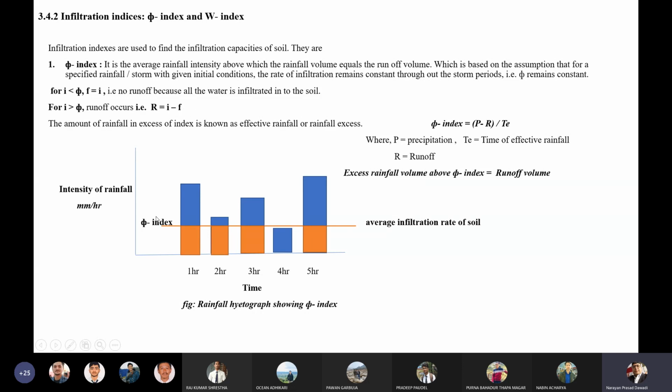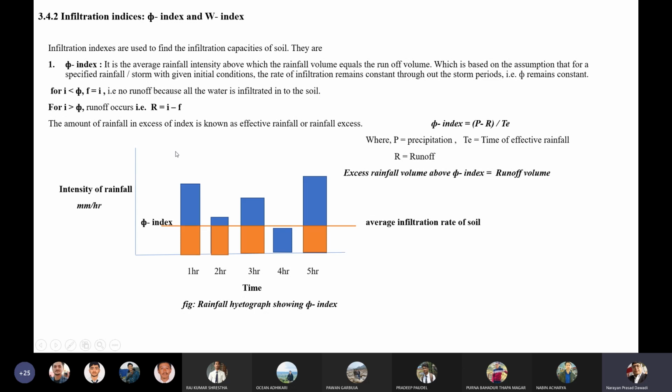The amount of rainfall in excess of the phi index is known as effective rainfall or rainfall excess. That is, the amount of rainfall beyond the phi index is known as effective rainfall. That effective rainfall is the runoff-producing rainfall. This is called effective rainfall or rainfall excess.